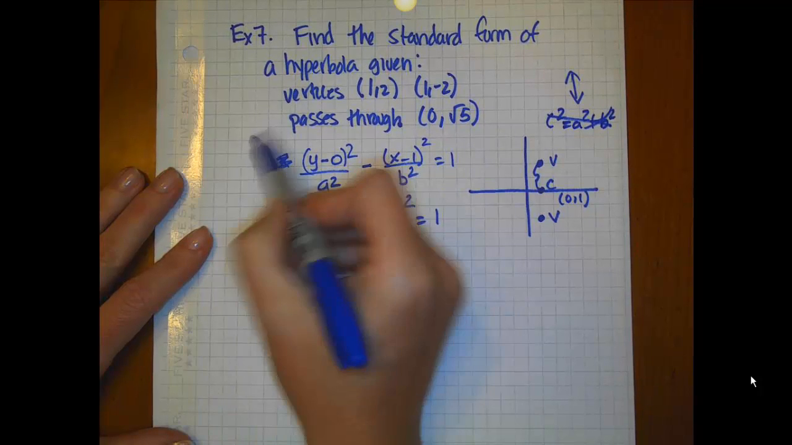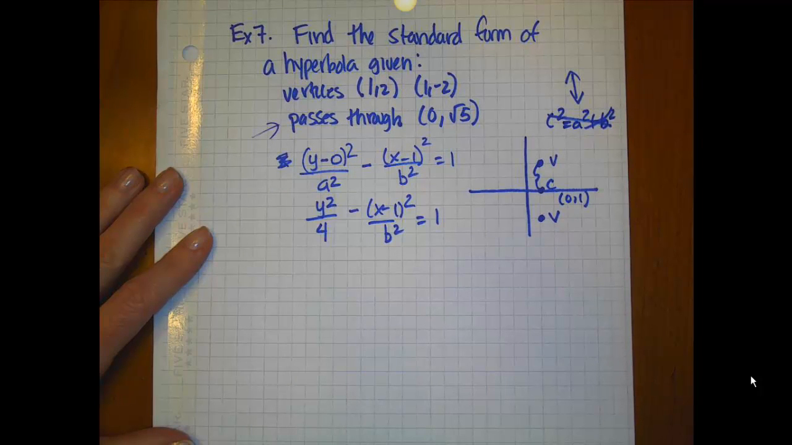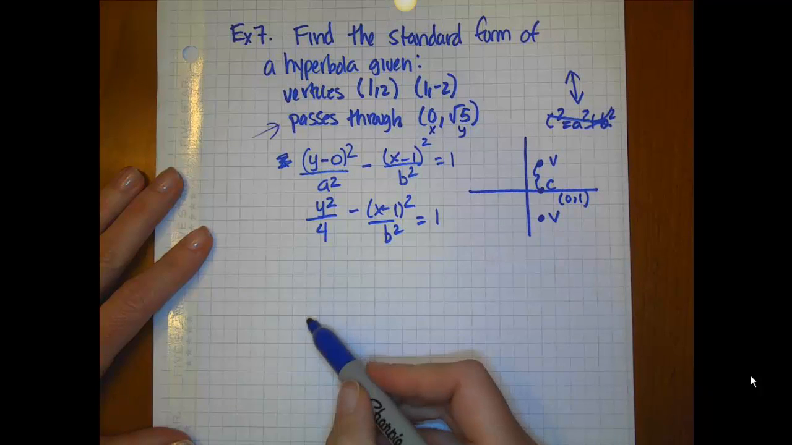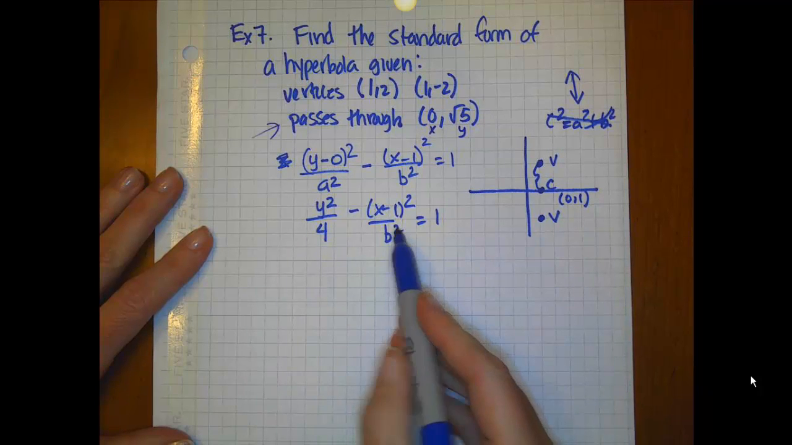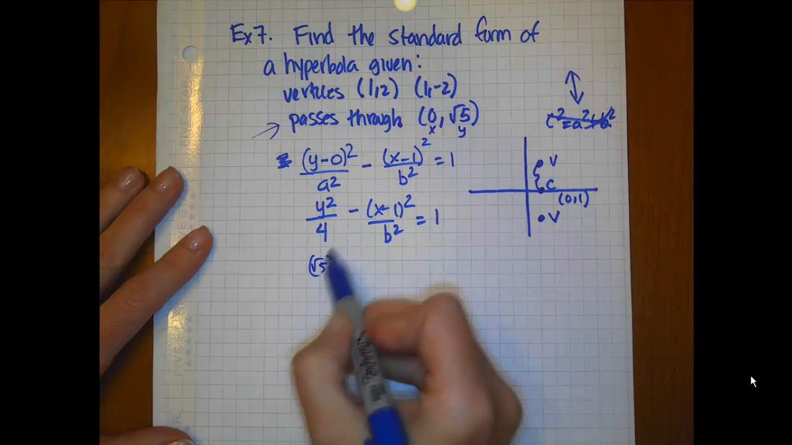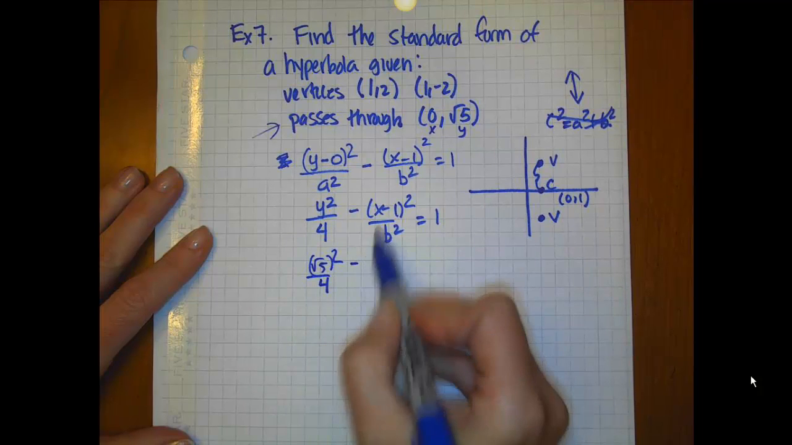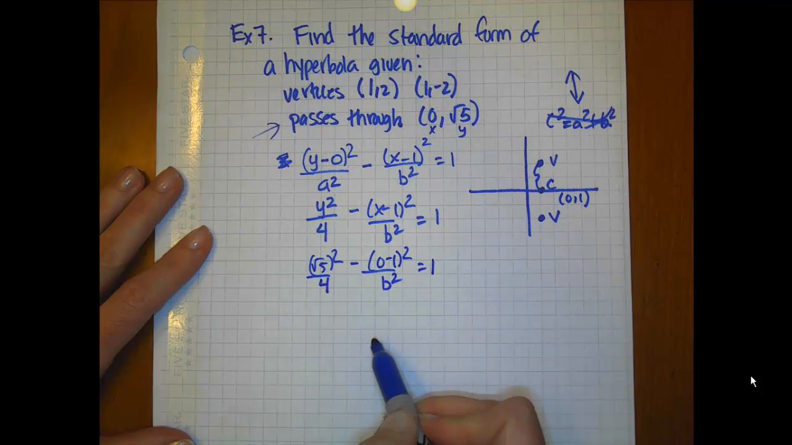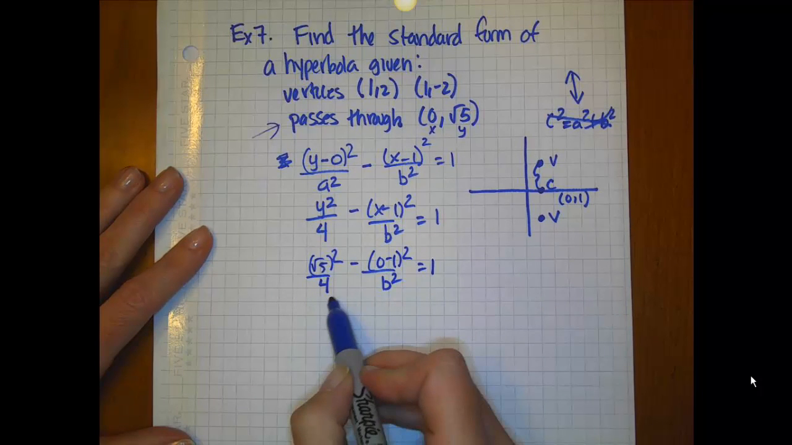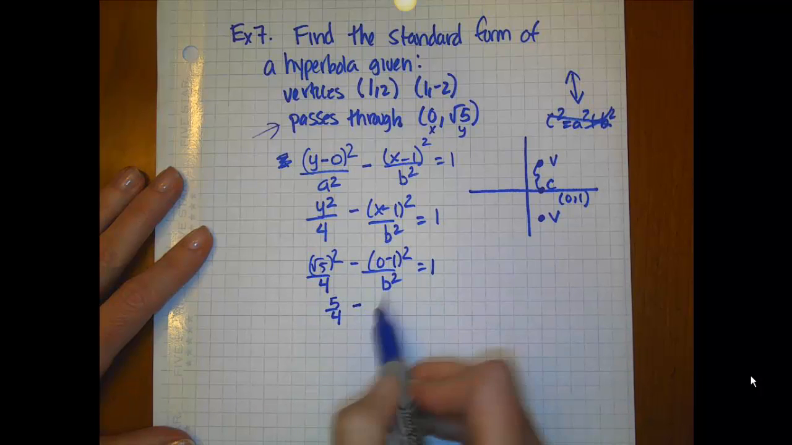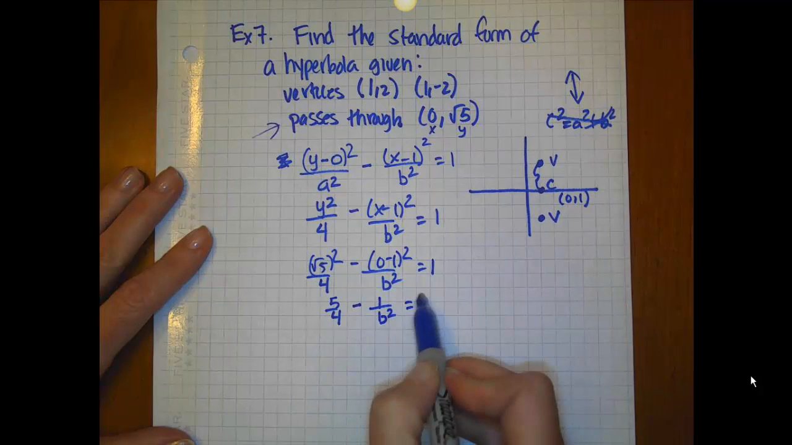But what they did tell me is that I had a point that it passes through. So if this is an x value and that's a y value, I can shove those in to figure out b squared. So if I put root 5 in for y, I would have root 5 squared over 4 minus (0 minus 1) squared over b squared equals 1.